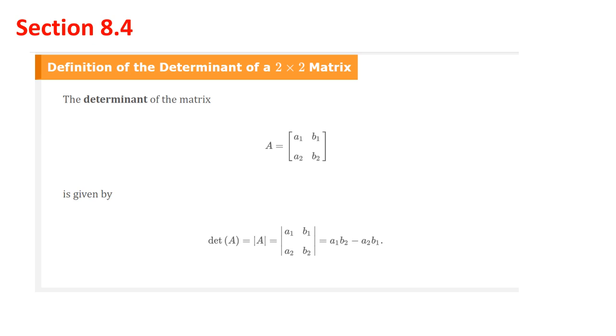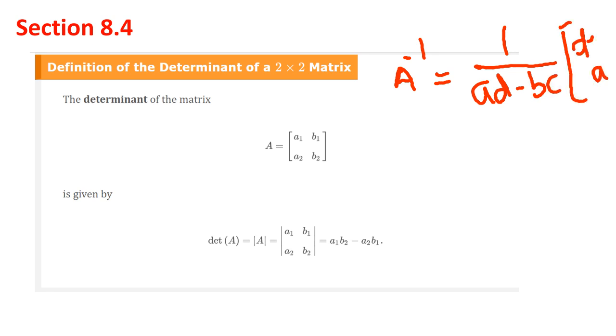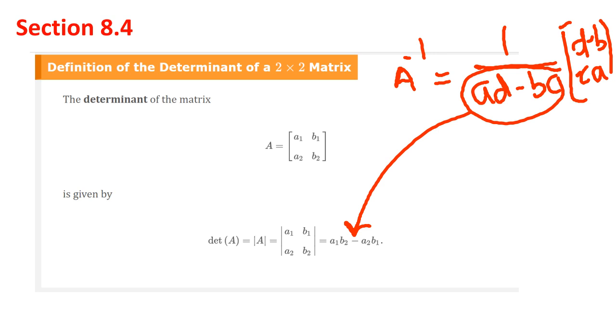So when we're doing the inverse in the formula, remember we have 1 divided by AD minus BC. Well, this part is the same as this part, okay? And we call that the determinant. So the symbol for it is the absolute value sign here, or you can write it as DET parentheses A. But when you have your matrix, notice we changed the brackets to these straight lines. Then we multiply and subtract.